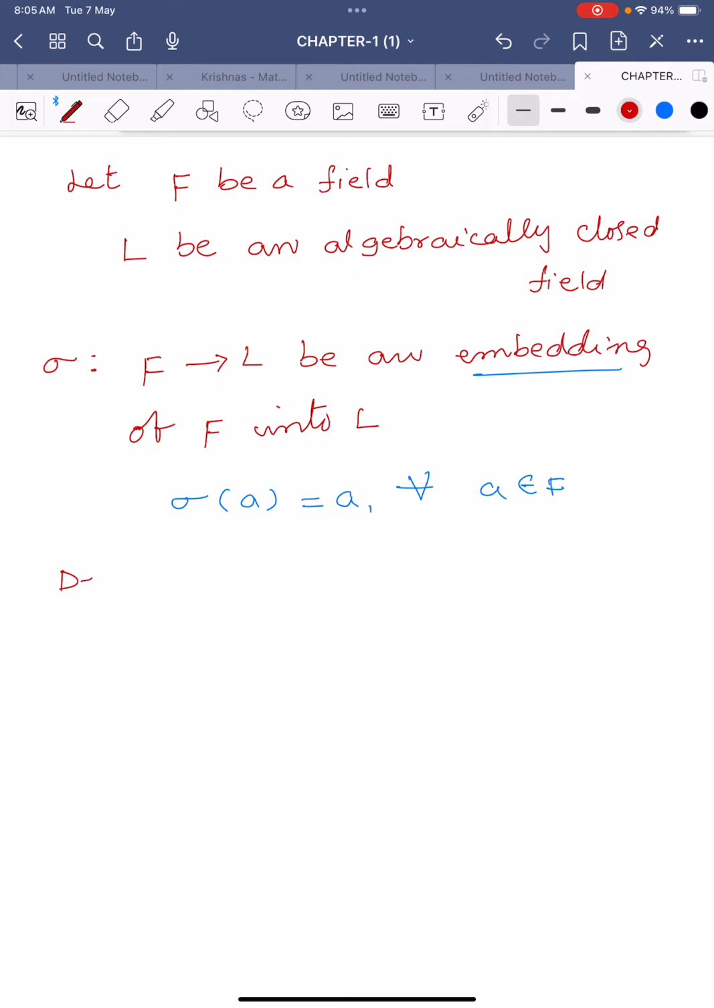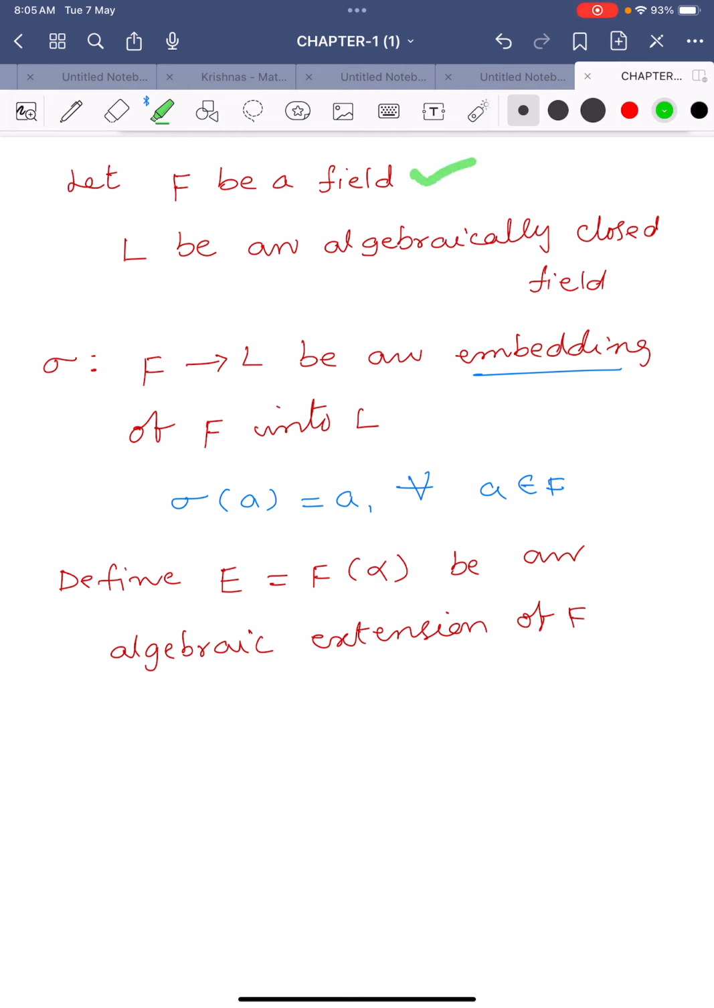Now define a field E equals F of alpha, an algebraic extension of F. All these are the introduction part of our lemma.